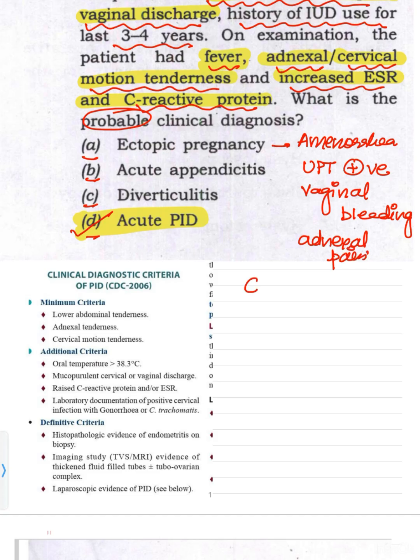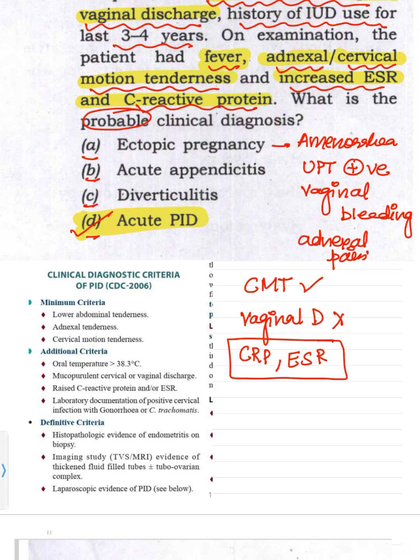Cervical motion tenderness can occur, but vaginal discharge is not typical. And there are raised inflammatory markers: CRP is increased and ESR is increased. So these CRP and ESR strongly favor infection, not ectopic pregnancy. So ectopic pregnancy is wrong.